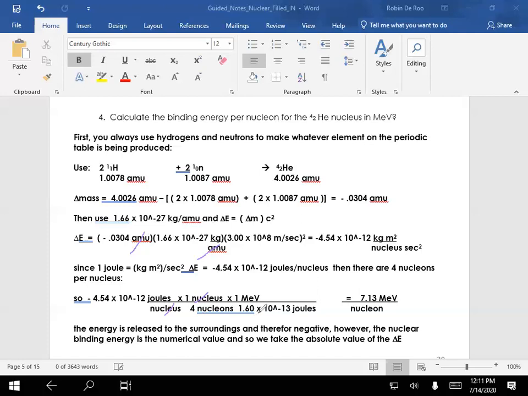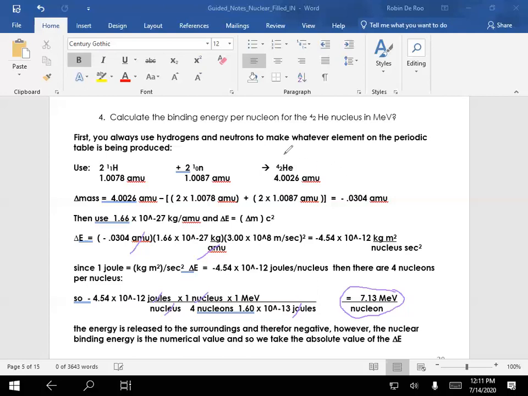And then we're changing our joules to MeV using the conversion factor. So the joules cancel. So we get the binding energy for this example is 7.1 MeV per nucleon. So this is the typical way to work out this problem.